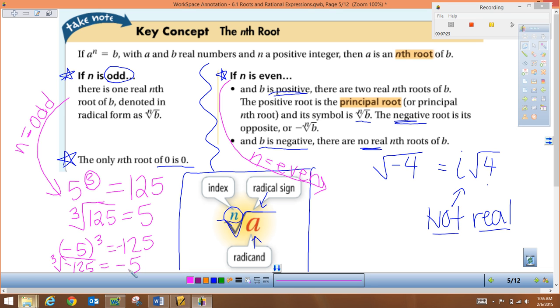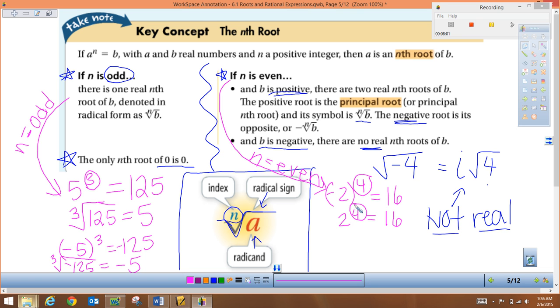Okay? But if n is even, so what is that? Let's talk about negative 2 to the 4th power. Okay, we know that that's 16. We also know that 2 to the 4th power is 16. Both positive answers, okay? So again, we have n is even here.